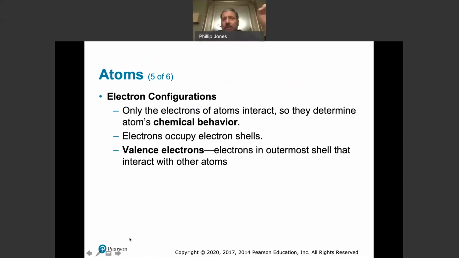So electron configurations: only electrons of atoms interact, so they determine atoms' chemical behavior. When we see a periodic table up here, if I remember what I did this morning when I did the video, I'll show you how things you've heard of would react and why. Electrons occupy electron shells, and remember, there's the octet rule.